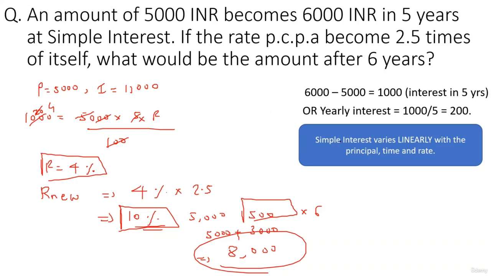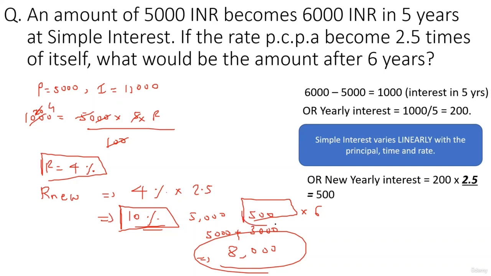So here the simple interest is directly proportional to the rate of interest, right? The time period is remaining fixed. Suppose I talk about 5 years, for 5 years the time period is remaining fixed, the principal is remaining fixed, so whatever simple interest you'll be getting is directly proportional to the rate of interest, isn't it? So here, when the rate of interest becomes 2.5 times, the interest also will become 2.5 times, right? That means the new yearly interest is 2.5 multiplied by 200, or 500 rupees.